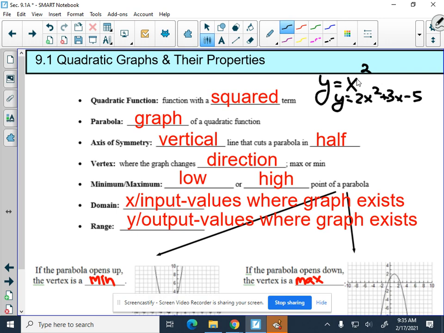Now, a parabola is a graph of a quadratic function. We will have parabolas that kind of look like a U. They might open up, they might open down. We'll talk about those. We're going to graph some of those.